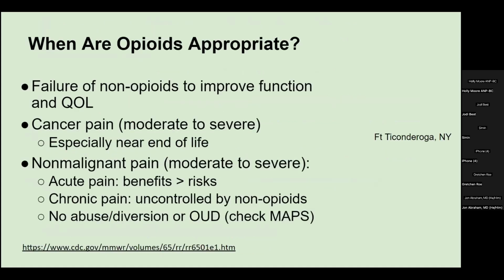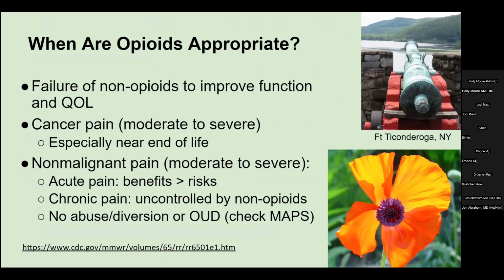So when are opioids appropriate? When is it time to bring out the big guns? So basically when there's failure of non-opioids to improve function and quality of life. In other words, can the patient do the things that they need to do to function in life and have some quality of life? Or is it the pain that's holding them back? And have other means been tried and not been effective enough?